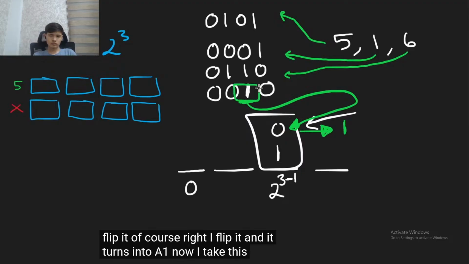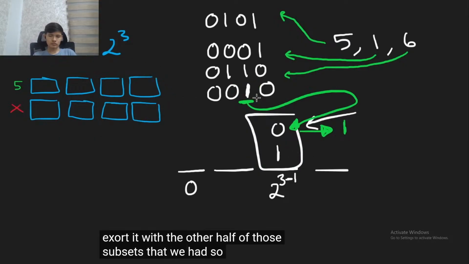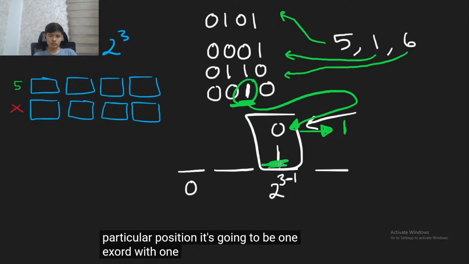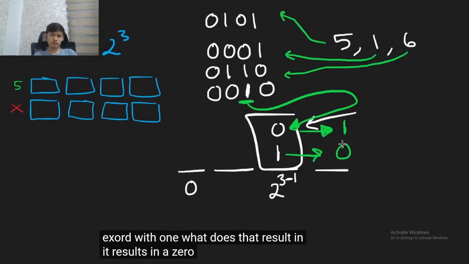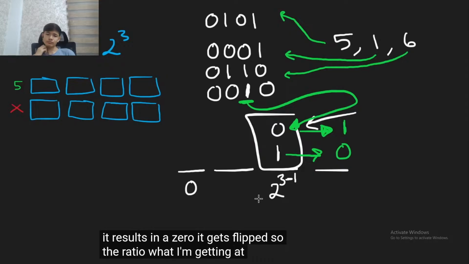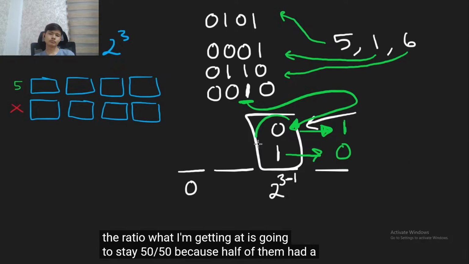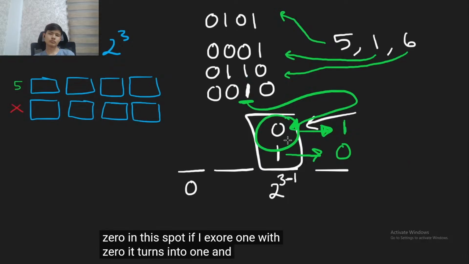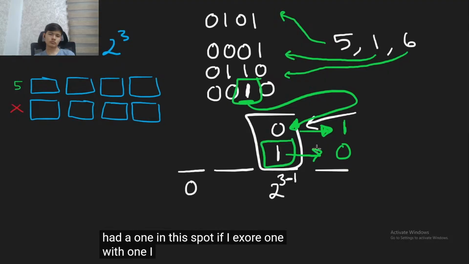Now I take this and I XOR it with the other half of those subsets that we had. So obviously in this particular position, it's going to be 1 XORed with 1. What does that result in? It results in a 0. It gets flipped. So the ratio is going to stay 50-50 because half of them had a 0 in this spot. If I XOR 1 with 0, it turns into 1. And half of them had a 1 in this spot. If I XOR 1 with 1, I get 0.